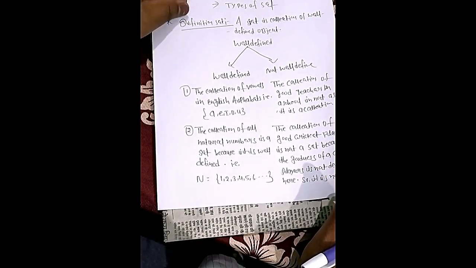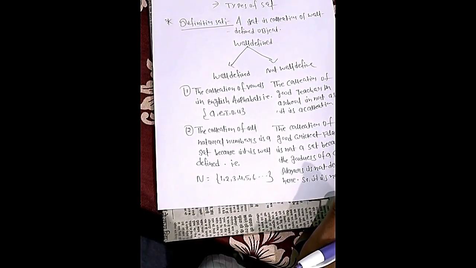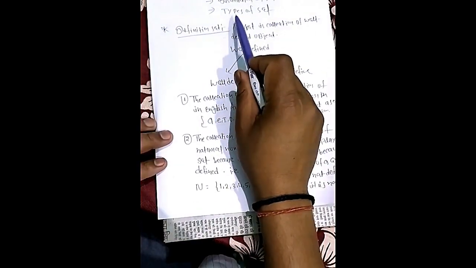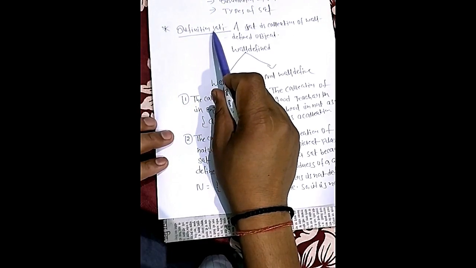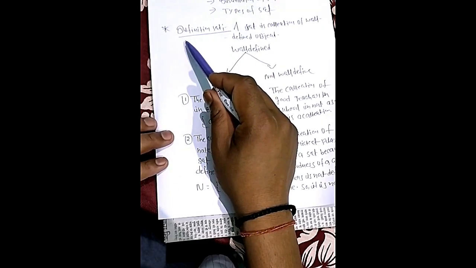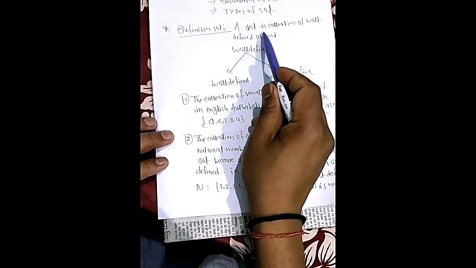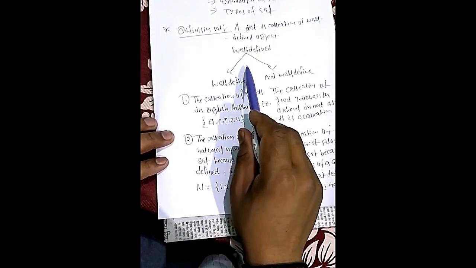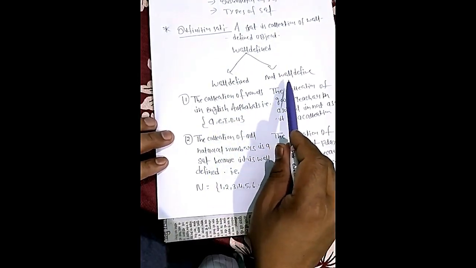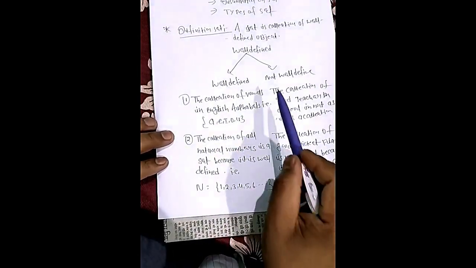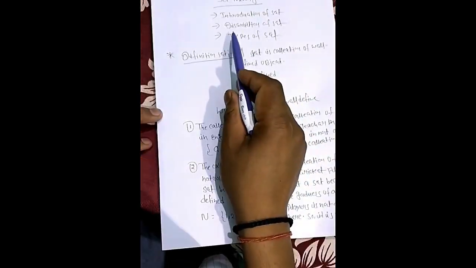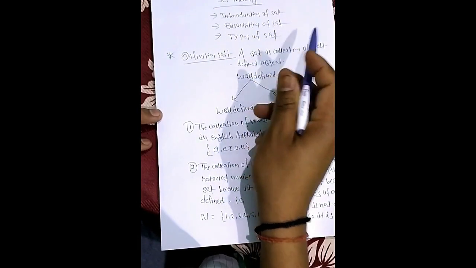There are three parts in this video: introduction of set, description of set, and types of set. We first discussed the definition of set, the introduction of set. A set is a collection of well-defined objects. Well-defined has two types, well-defined and not well-defined. Here are examples of well-defined and here are examples of not well-defined. Clear, students?